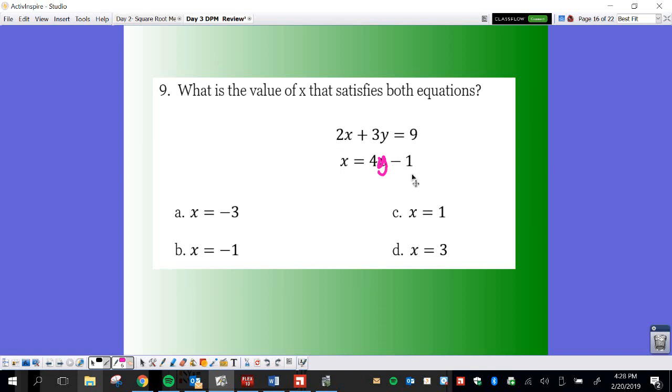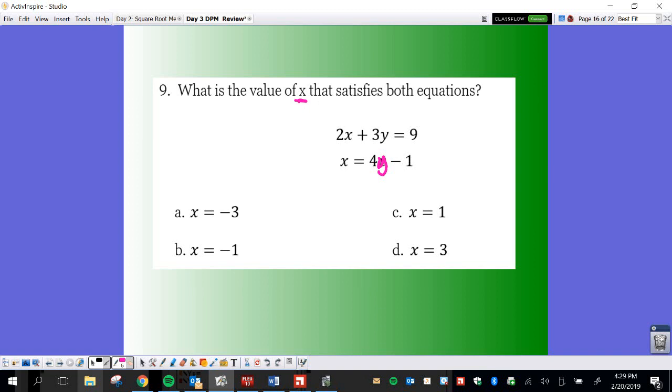Okay, so this is where we have to remember our systems of equations, and there were several different methods that we used to solve for our variables. But in this case, they're just wanting to know what our x value is. So I guess I'm going to have to figure out what y is.